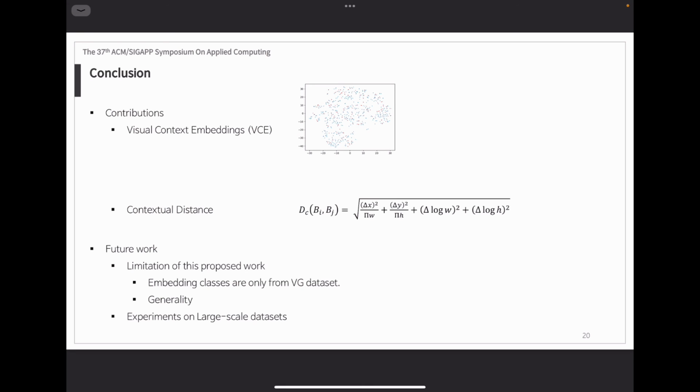However, there are clear limitations to this proposed work. For example, since a part of the VG dataset was used for the VC learning, the embedding classes had to be limited to the classes existing in the VG dataset. Therefore, as our future work, we are considering experiments in large-scale datasets such as ImageNet to prove the generality of VCE. Thank you for listening.